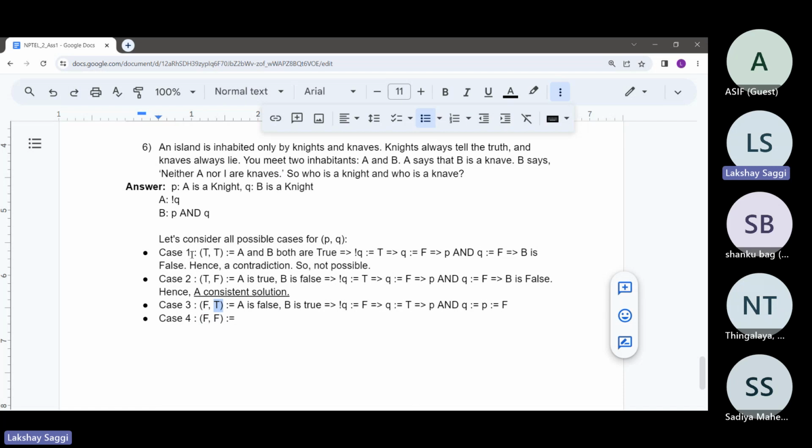In that statement, what this means is that statement A will be false and statement B will be true. So if statement A is false, this means that not Q will be false, and so Q will be true. And now the statement B is P and Q. So we just put in the value false for P and true for Q, and we'll get a false here.